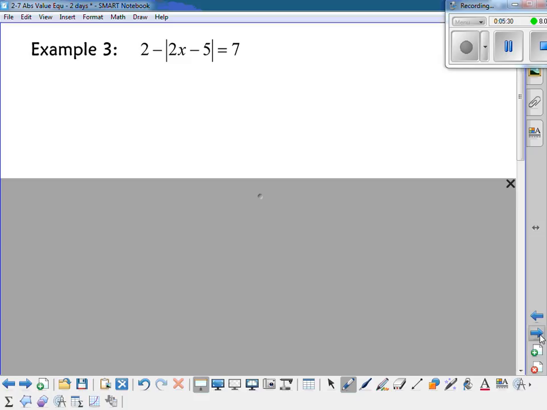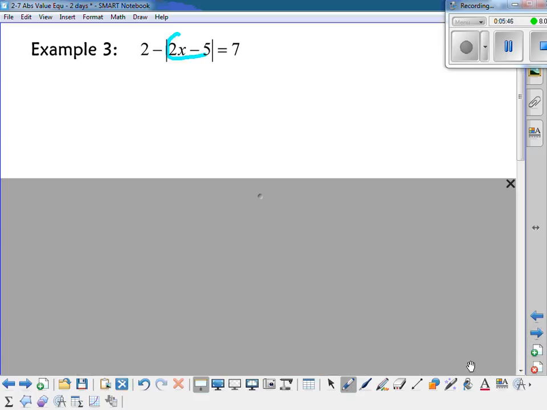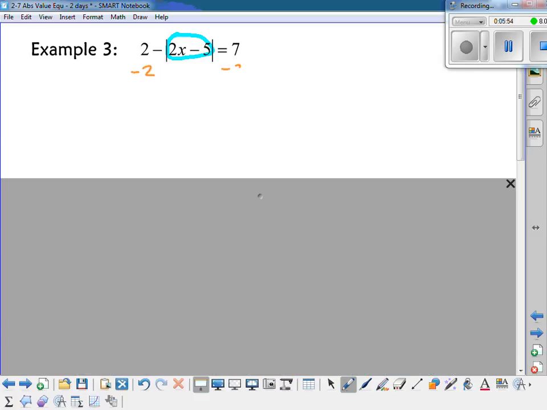All right, let's take another look here at an example. On this one, I've got 2 minus the absolute value of 2x minus 5 equals 7. So I want to isolate my absolute value expression here. I don't want anything else there, so I've got to get rid of that positive 2. The opposite of positive 2 is negative 2, so I subtract 2 from both sides.